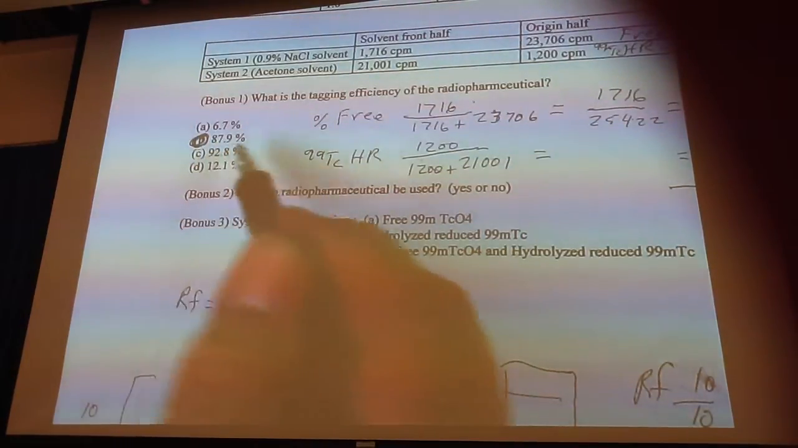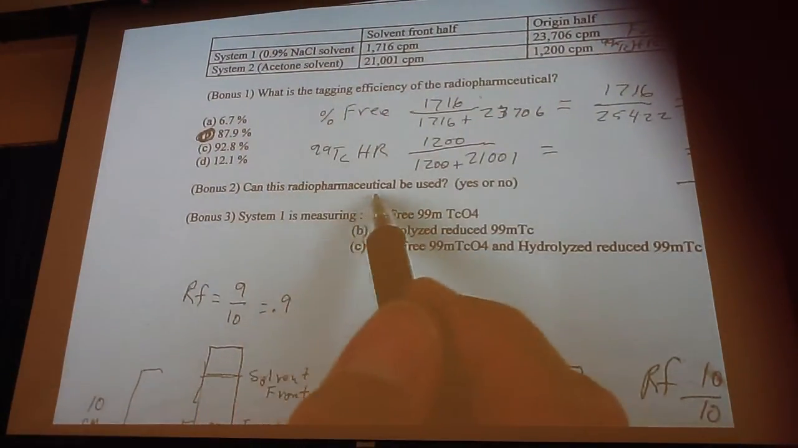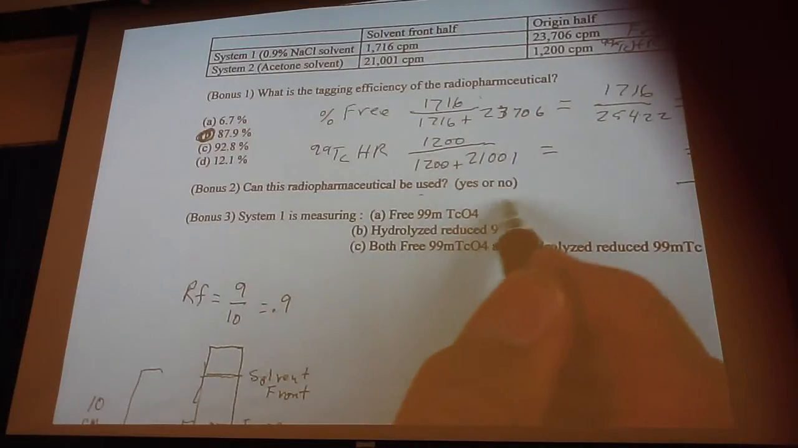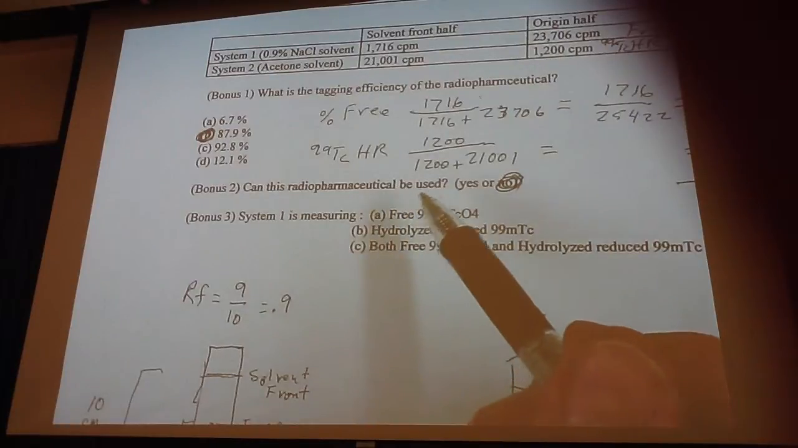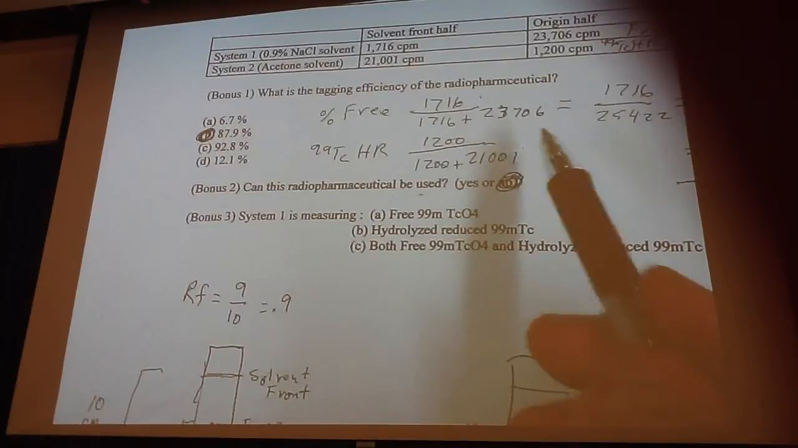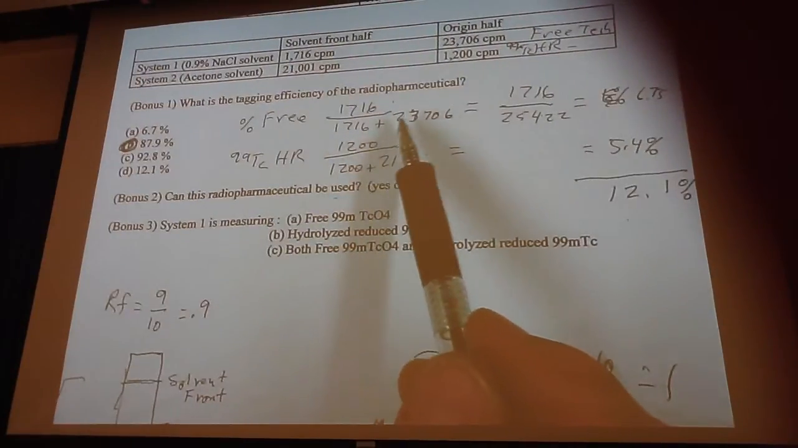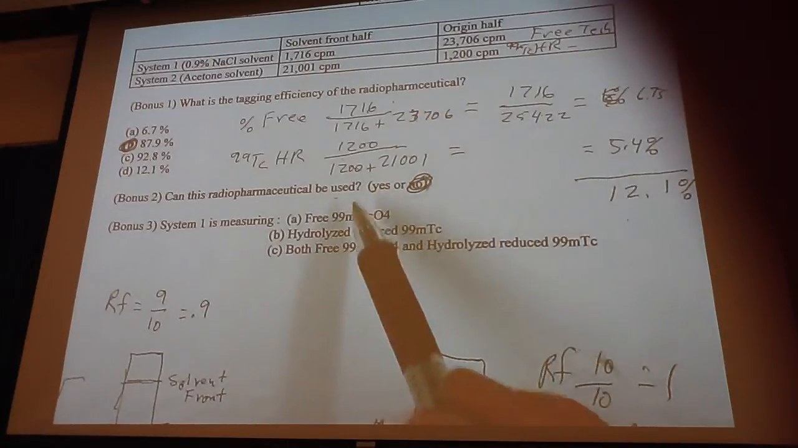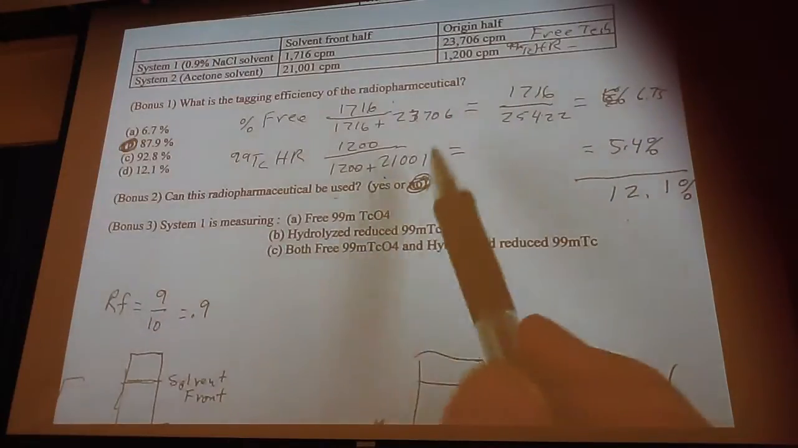Okay, it's got poor tagging characteristics. And that's what number 2 would have been. Can this radiopharmaceutical be used? No. Okay, why? Remember we have to have 92% or higher tagging. Now the free technetium, remember this is stuff that goes to the salivary glands, the stomach, the thyroid. The hydrolyzed reduced, it just stays and sort of blends in.